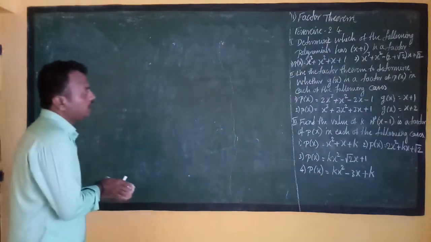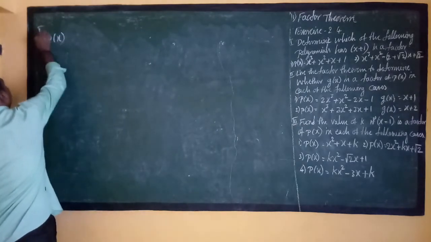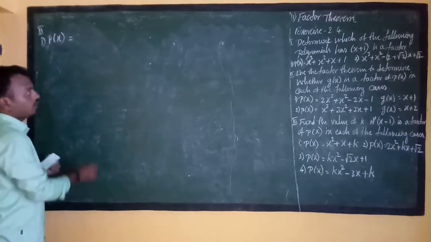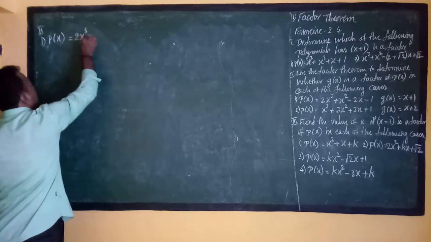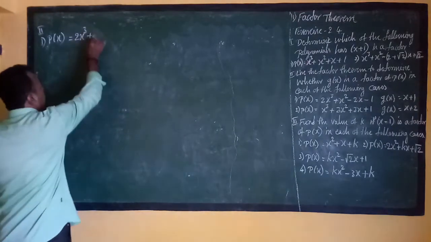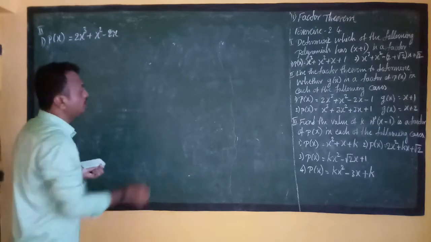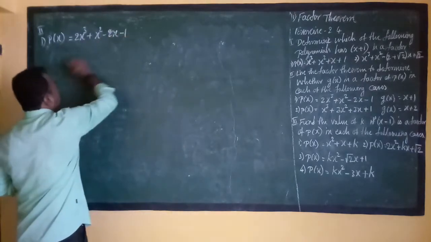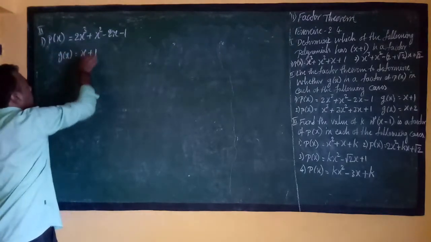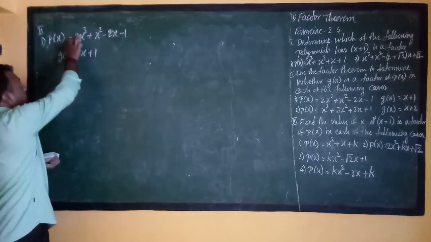First one I will show it. P of x is equal to 2x cube plus x square minus 2x, and finally minus 1. So this is p of x, and g of x they have given. G of x is equal to x plus 1. So is this g of x a factor of p of x?